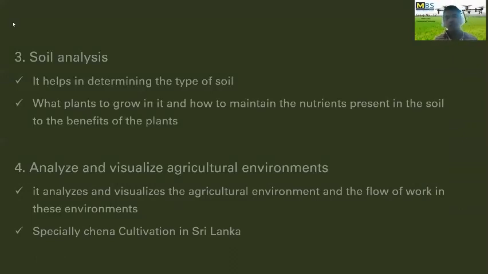As a fourth one, I use the analysis for visualization of the agriculture environment. Actually, this kind of thing is important for agriculture scientists. We know that in dry zone henna cultivation, this analysis is important for GIS users and potentials.